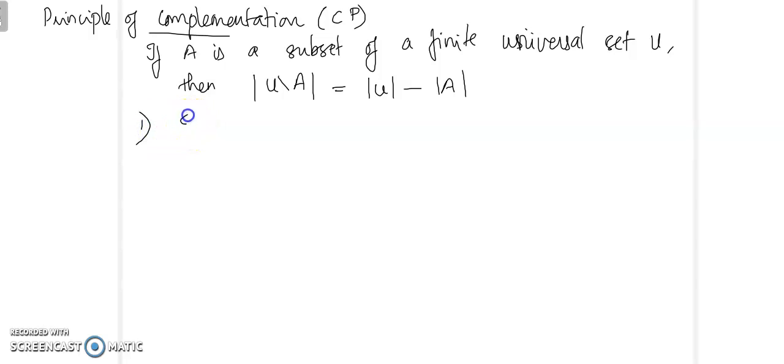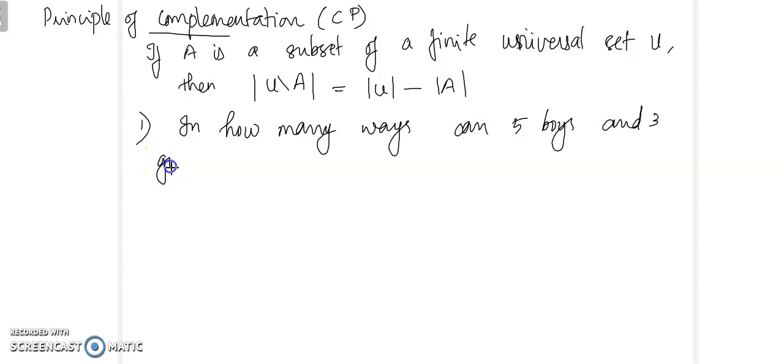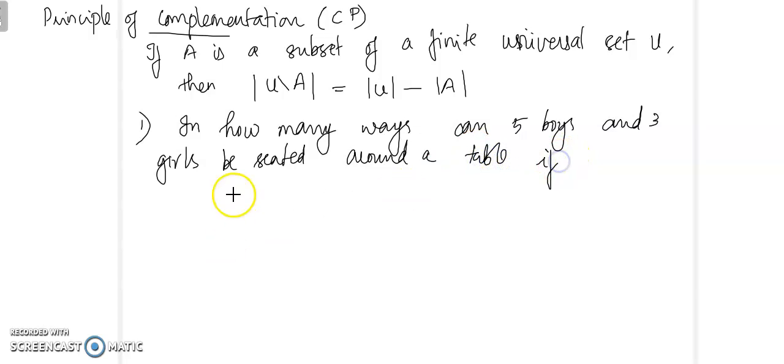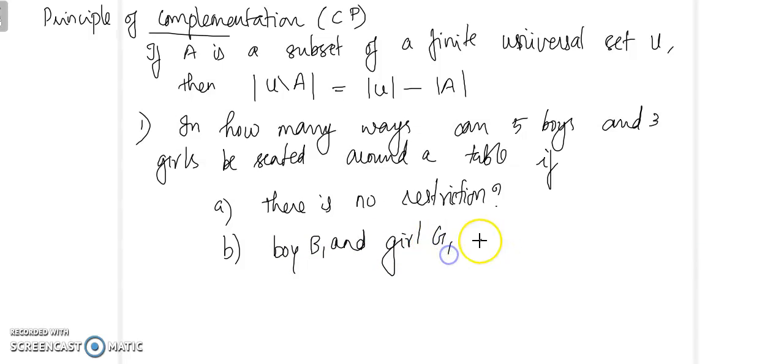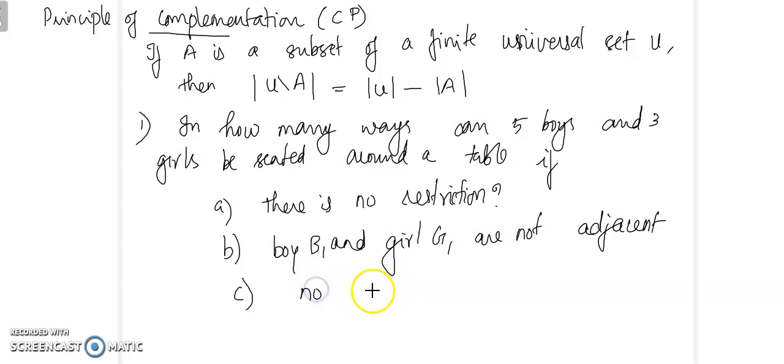So the question is, in how many ways can 5 boys and 3 girls be seated around a table, if, so the first subdivision is there is no restriction, and the second part is boy B1 and girl G1 are not adjacent, and the third subdivision is no girls are adjacent. So let us see the solution.